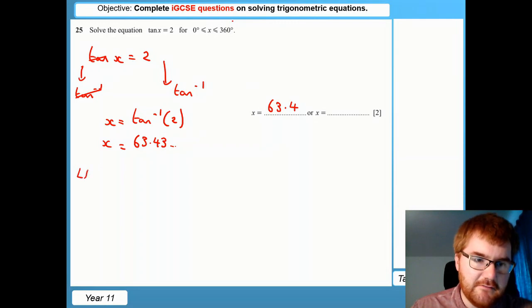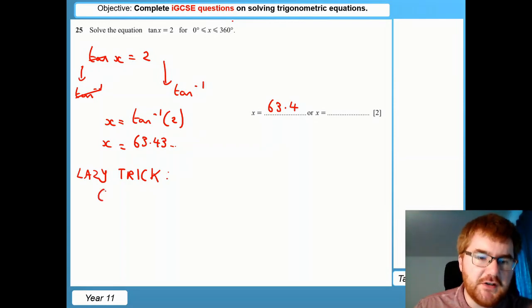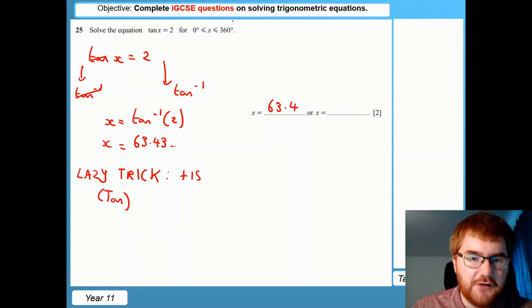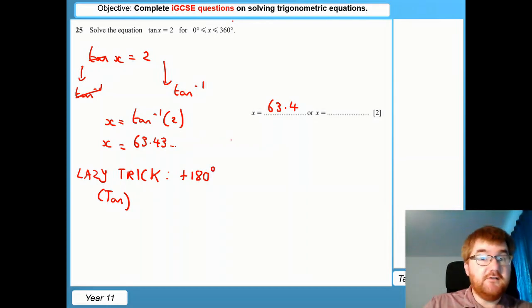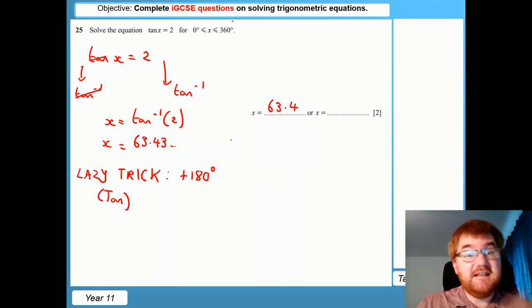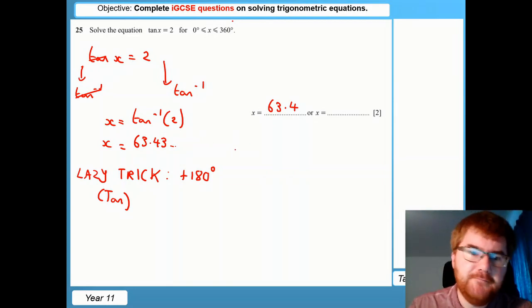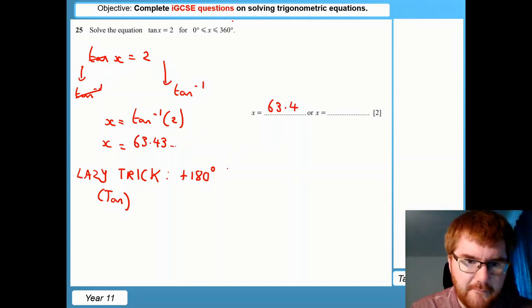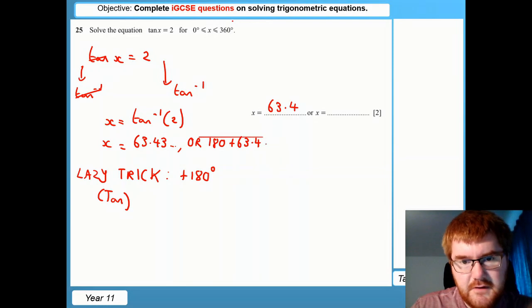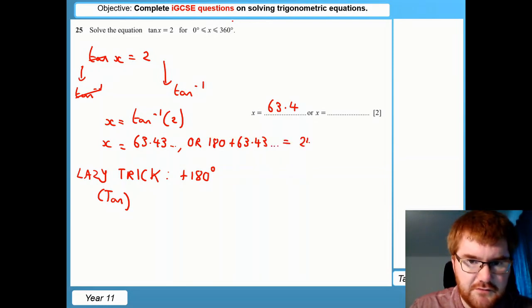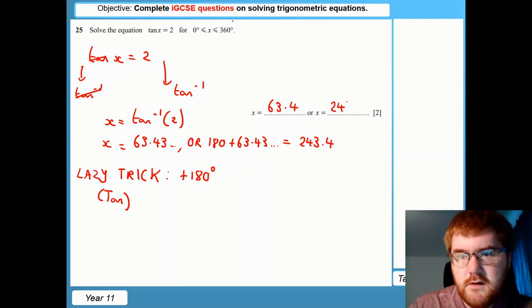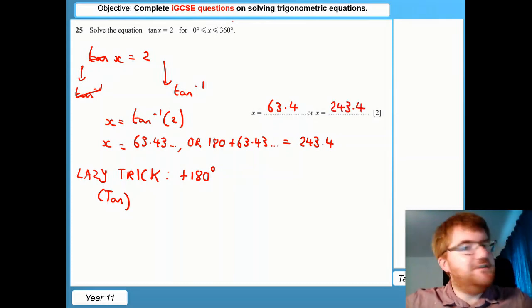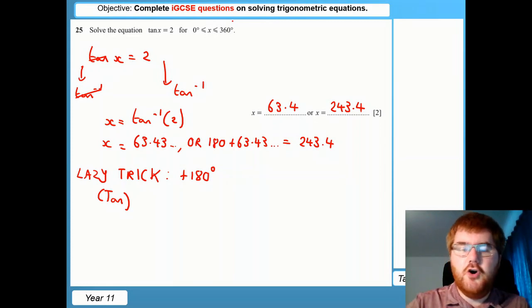The lazy trick here, so I'm going to write this down as lazy trick. You can do the same thing I did with the graphs here, but an alternative, and this just works for tan, is you can just add on 180 degrees. So you can use the graph like I just showed you, but if you get tan specifically, to get the next solution, you just add on 180. So it can also be 180 plus 63.43 dot dot dot, which is equal to 243.4. So a nice lazy trick you can use for tan, it doesn't work for sine and cos. You need to be a little bit more careful on that.